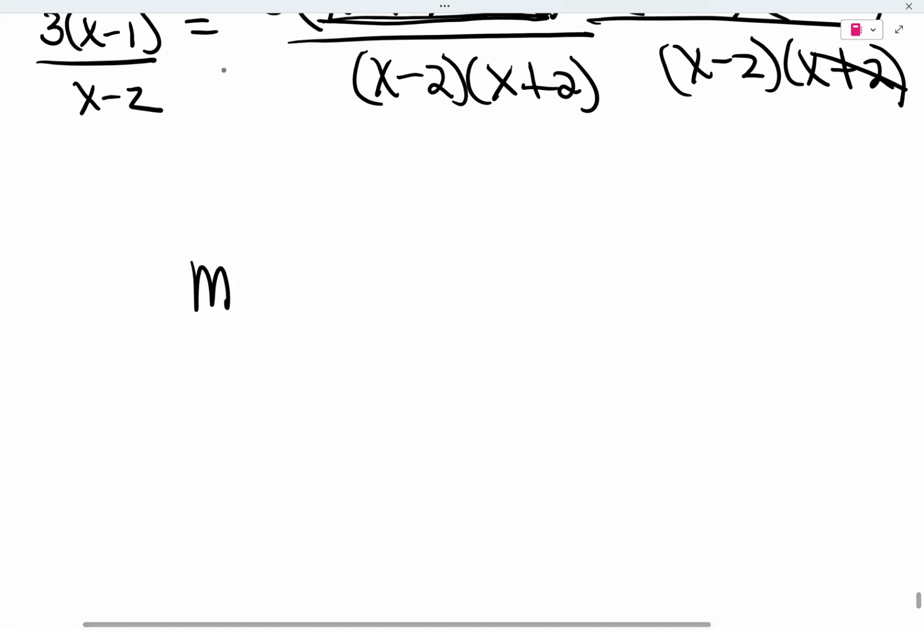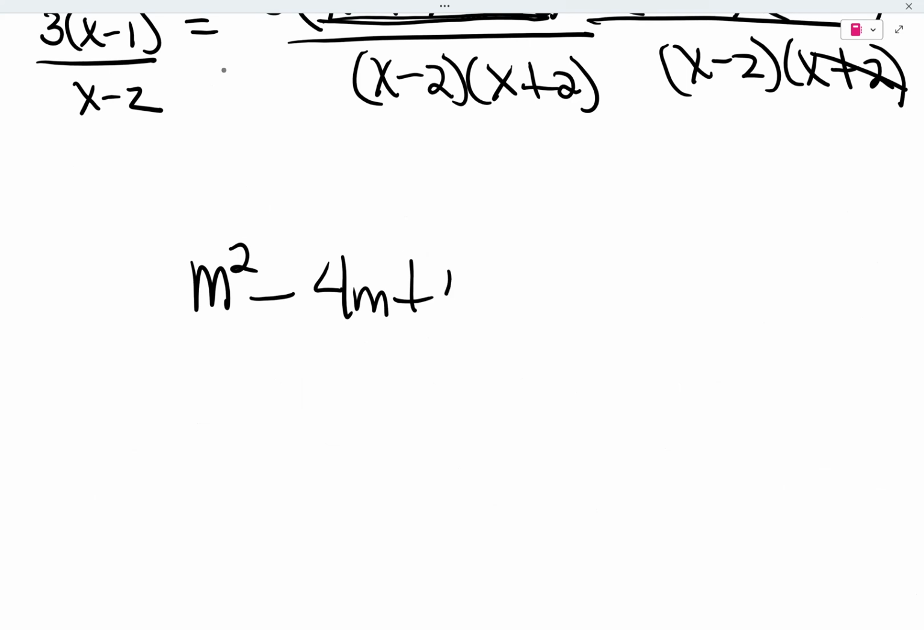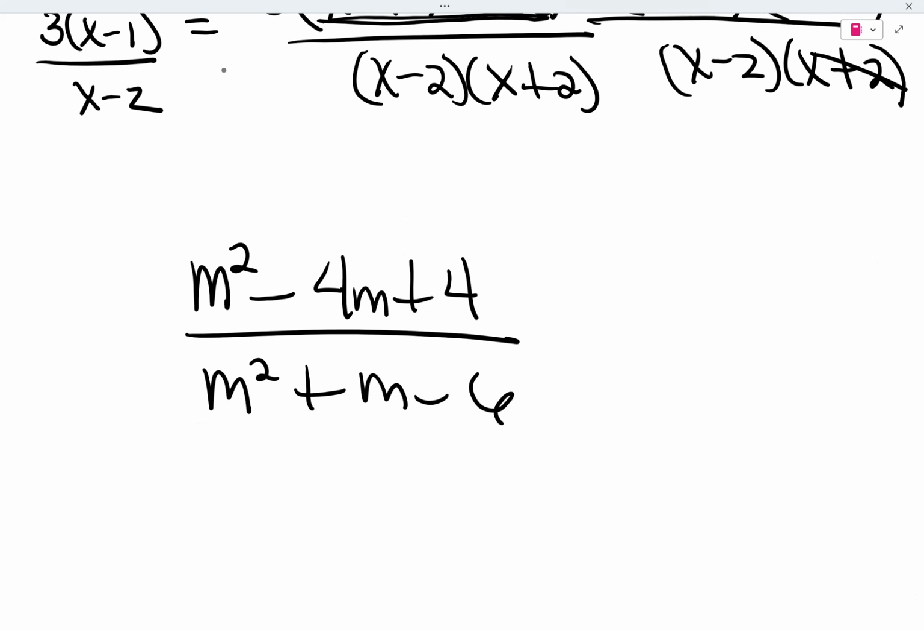So, let's do this one. I'm going to give you m squared minus 4m plus 4, all of this divided by m squared plus m minus 6. We're just doing this to rehearse some old stuff that is important in calculus, because unfortunately some of the stuff is key. And then following this, I have other stuff I want to cover.